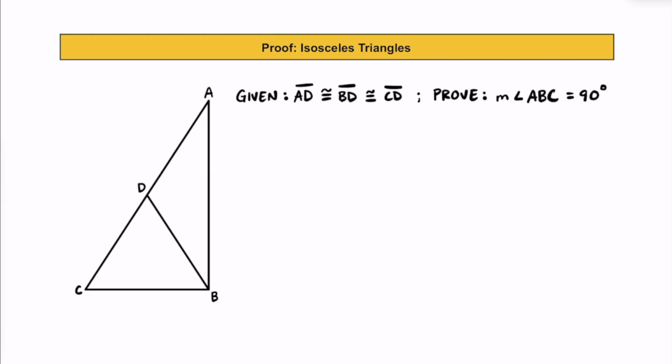Let's try a proof together involving isosceles triangles. First off, we're told that segment AD is congruent to segment BD, which is also congruent to CD. Just marking those real quick, that means this segment here is congruent to this segment here, which is also congruent to this segment here. Given that information, we're going to see if we can prove that the measure of angle ABC is indeed equal to 90 degrees. That's this angle right over here.